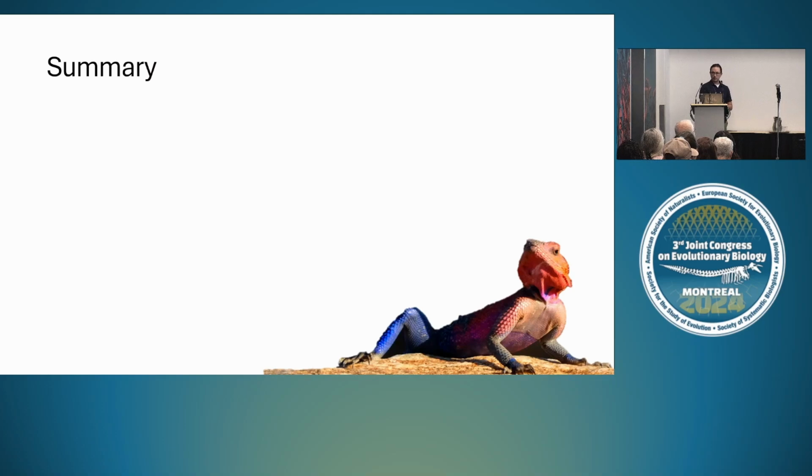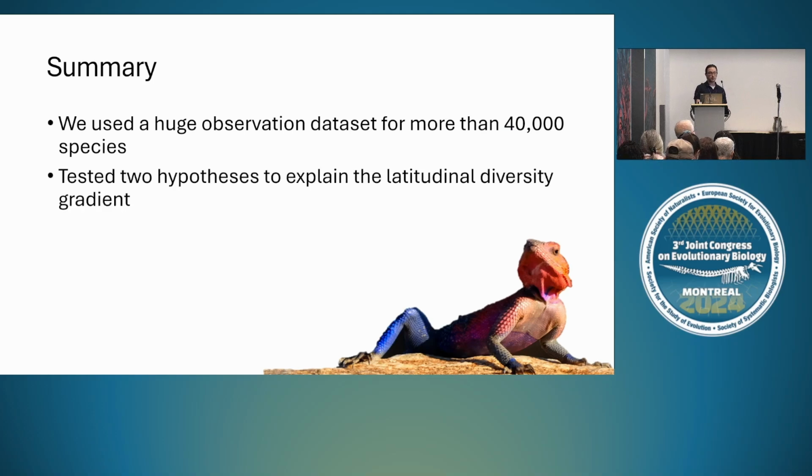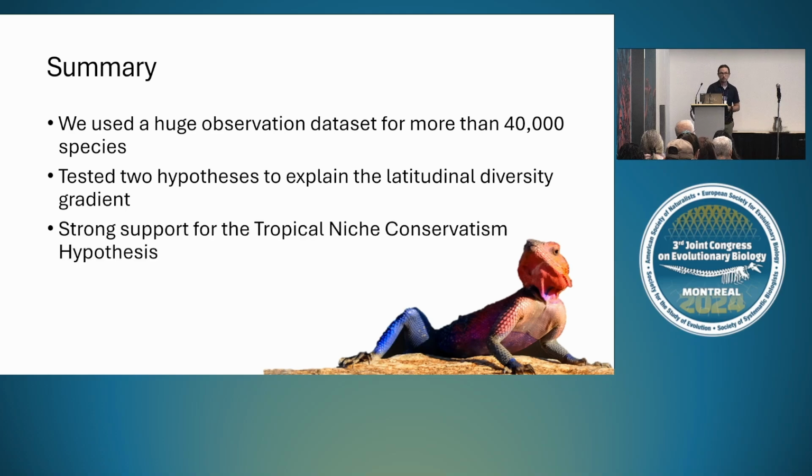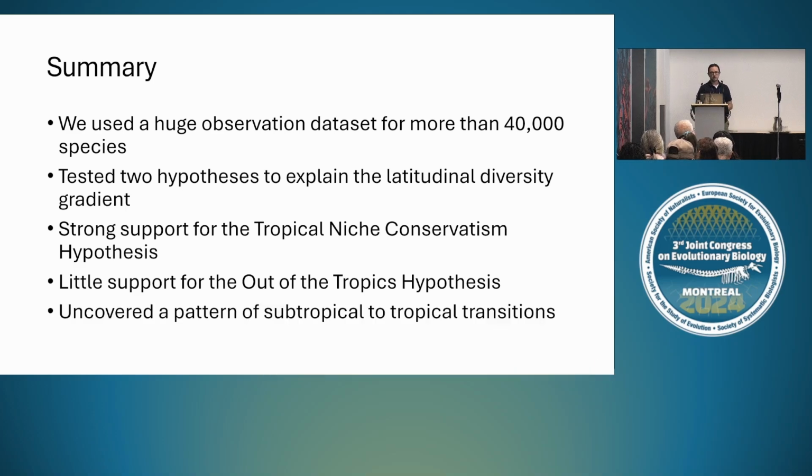So to wrap this up, and hopefully in time for some questions, we've used an absolutely massive observation database for more than 40,000 species to test between two hypotheses explaining the latitudinal diversity gradient. We found strong support for the tropical niche conservatism hypothesis. Most lineages tend to remain in the climatic regime in which they originated. By contrast, we found little support for the out of the tropics hypothesis. But we did also uncover an unexpected pattern of lineages transitioning from subtropical regions back to the tropics. It appears to be a pretty pervasive thing, and I still haven't fully wrapped my head around it, so I would welcome any thoughts that you all have on that subject.